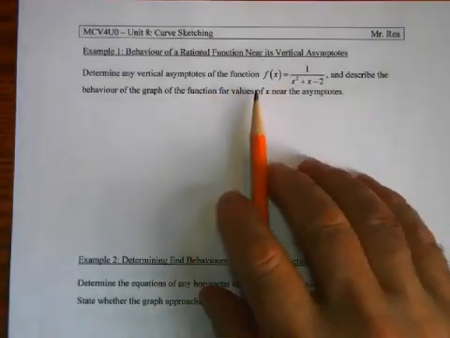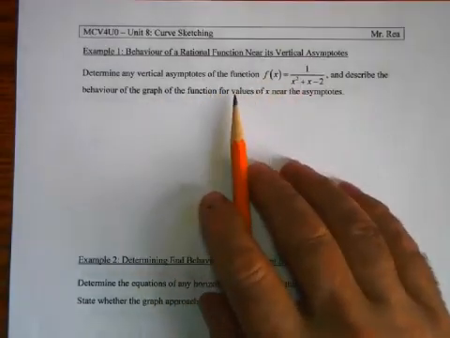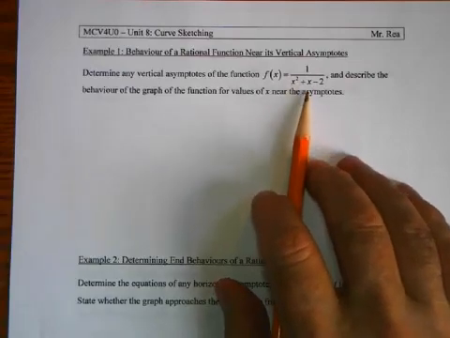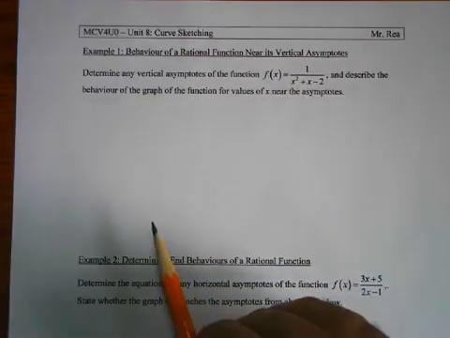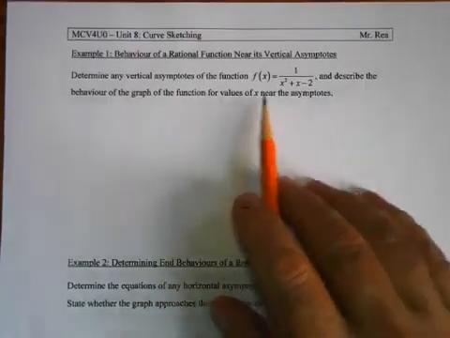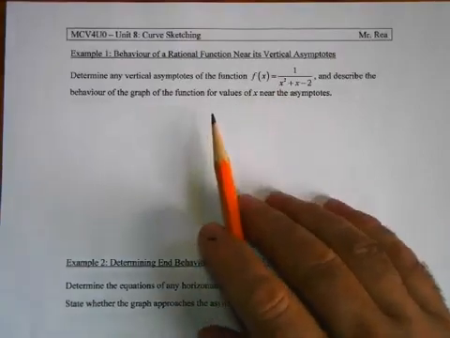So this is very specific. This isn't a curve sketch. Just determine any vertical asymptotes of this rational function, and describe the behavior of the graph of the function for values of x near the asymptotes. So we just call this vertical asymptote behavior.